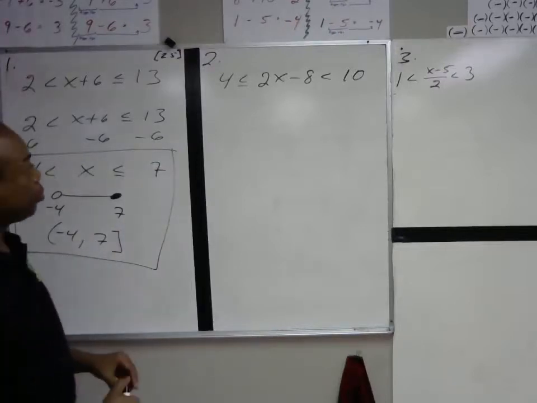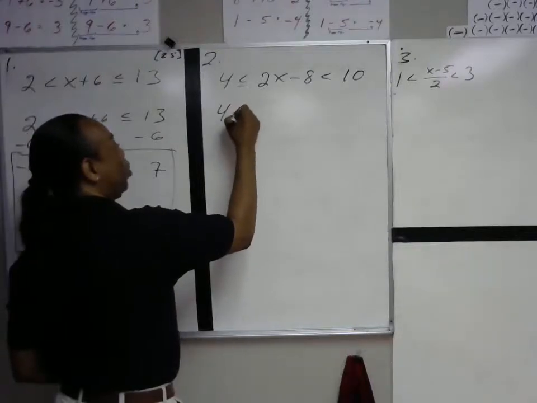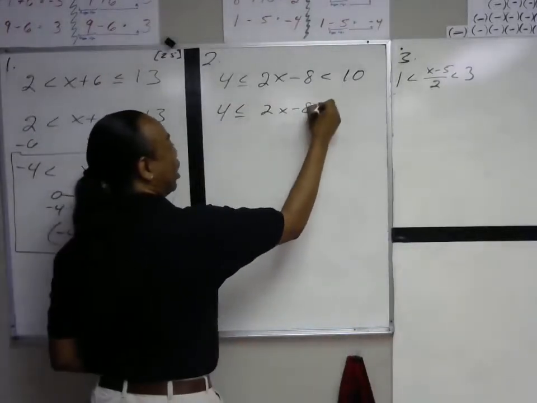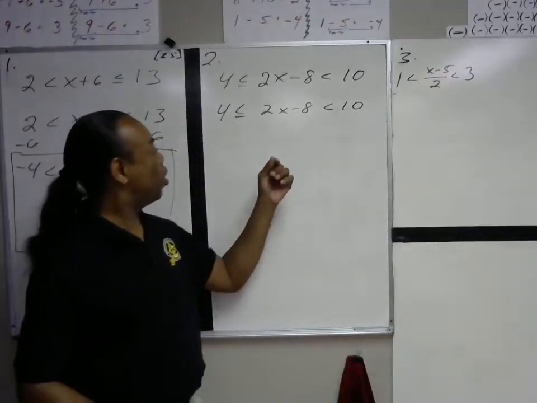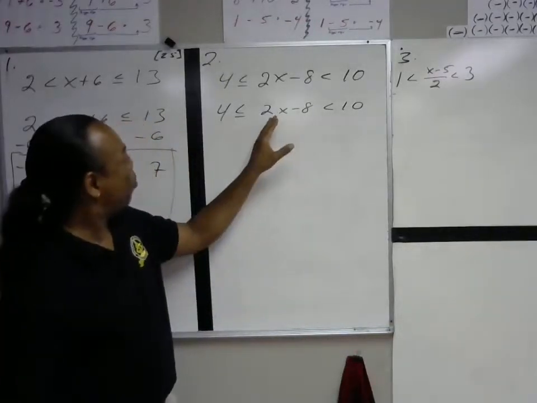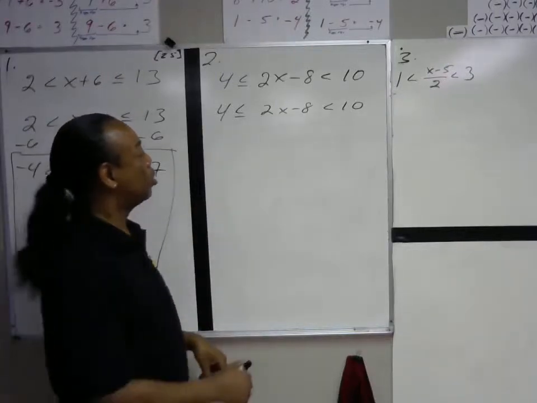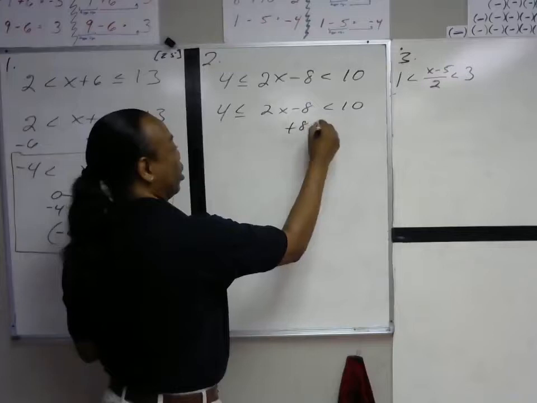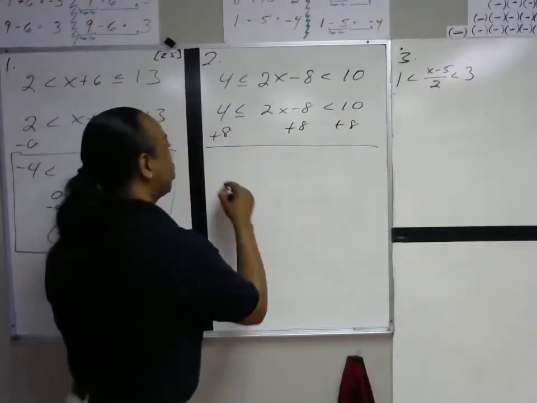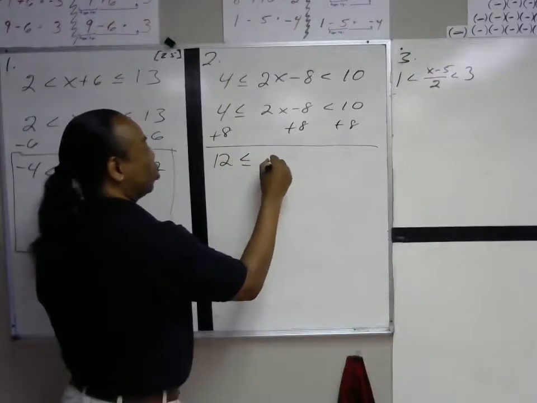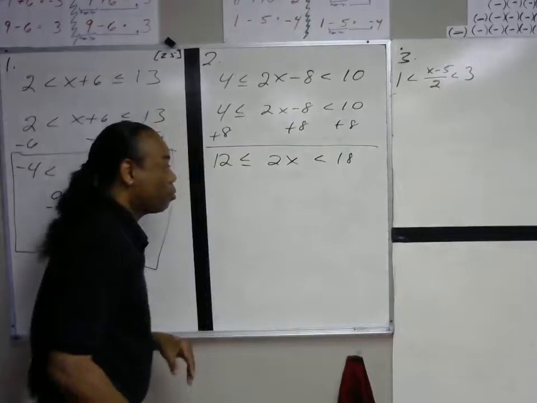Number 2. Again, we're going to preserve the integrity of the original problem. So we have 4 less than or equal to 2x minus 8 less than 10. Here we want to solve for x. We're going to add 8 to all sides: add 8 here, here, and here. This gives me 12 less than or equal to 2x, and then less than 18.